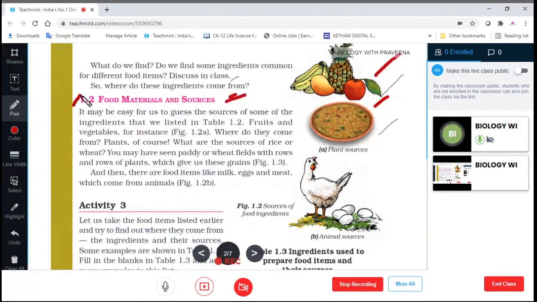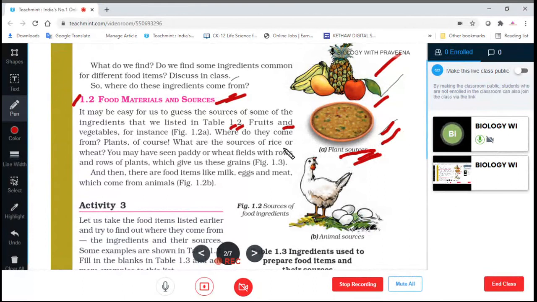1.2 Food materials and sources. It may be easy for us to guess the source of some of the ingredients that we listed in table 1.2. Fruits and vegetables, for instance, in figure 1.2a. Where do they come from? These plant sources come from plants, of course, right?